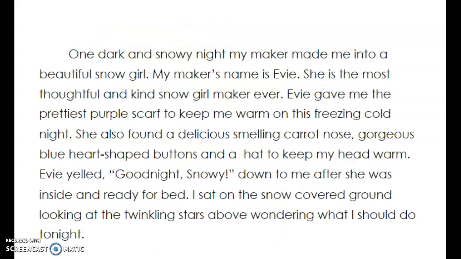So like I said, we need to go back and read the first two paragraphs and then start writing from there. It says, one dark and snowy night, my maker made me into a beautiful snow girl. My maker's name is Evie. She's the most thoughtful and kind snow girl maker ever. Evie gave me the prettiest purple scarf to keep me warm on this freezing cold night. She also found a delicious smelling carrot nose, gorgeous blue heart-shaped buttons, and a hat to keep my head warm.